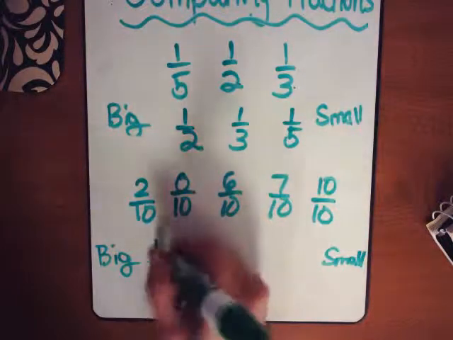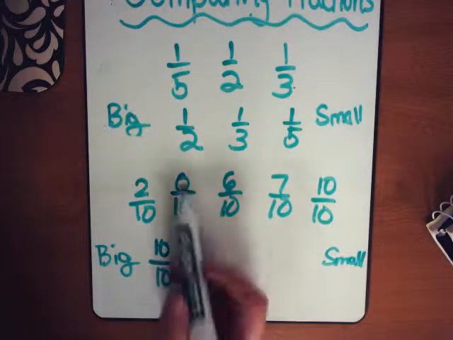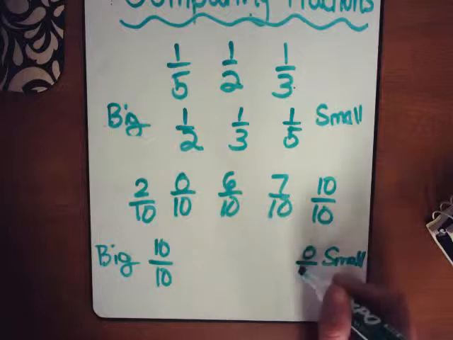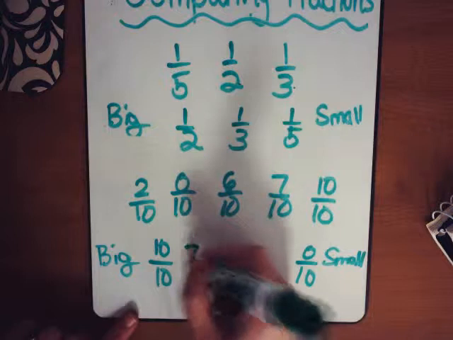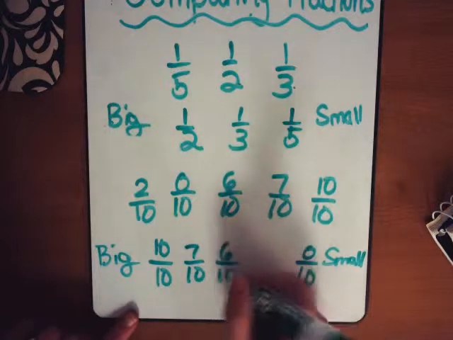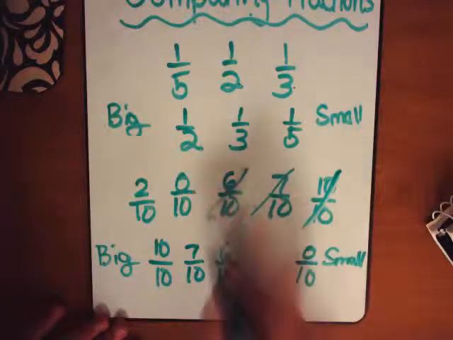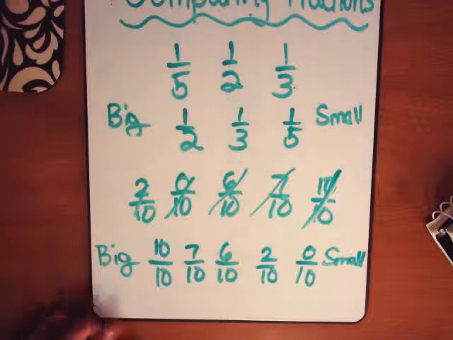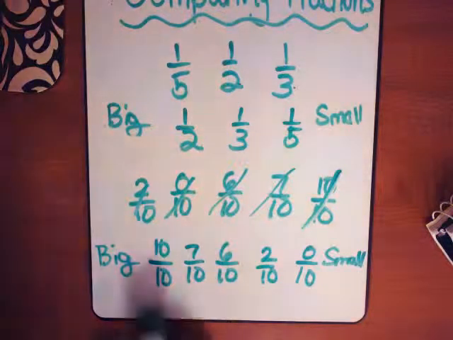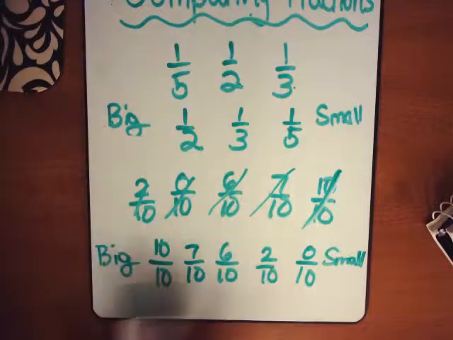So our biggest one would be 10/10, or that is equal to what, friends? 1 whole, right? And then obviously our smallest would be our 0/10. That's nothing, 0. And then our next biggest, we've got 7/10, 6/10. It's often helpful to cross out your list as you're going. And then I've got my 2/10. So when the denominators are the same, we line them up according to their numerators.